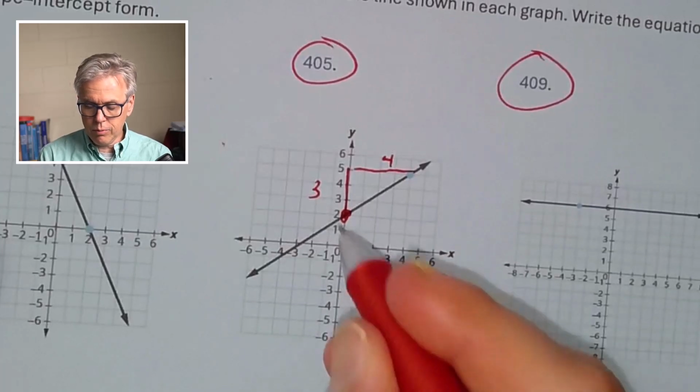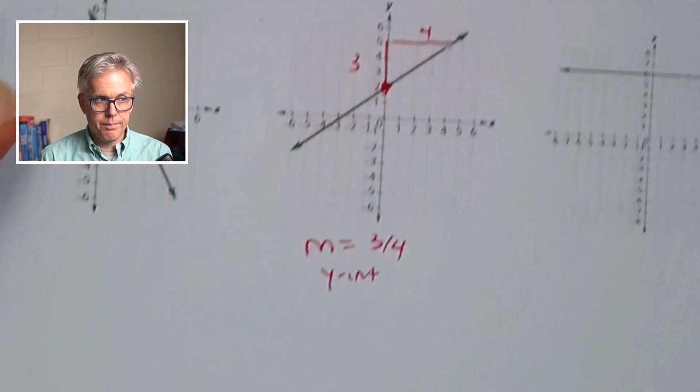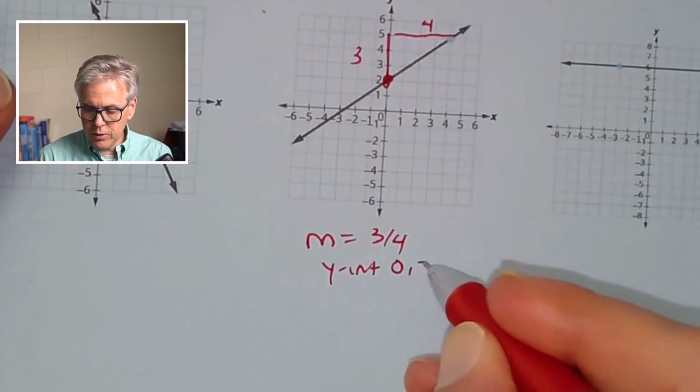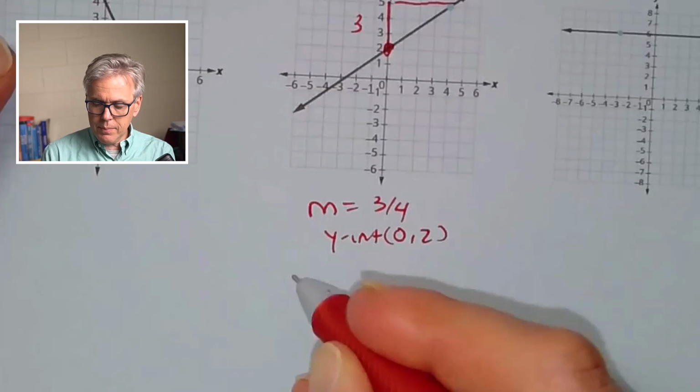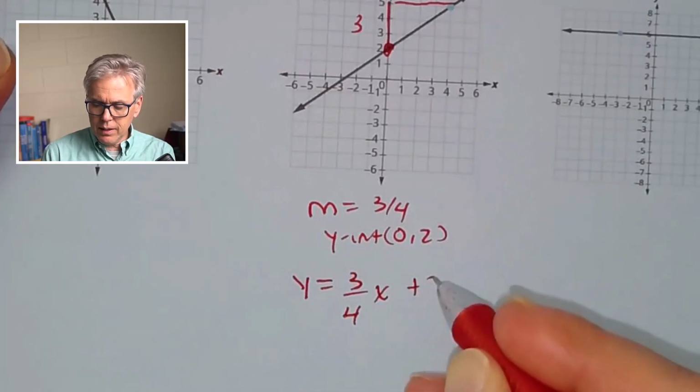So that's a slope of rise over run. So slope is 3/4. So m of 3/4. The y-intercept is at 0, 2. So what's my equation going to be? Y equals 3/4 x plus 2.